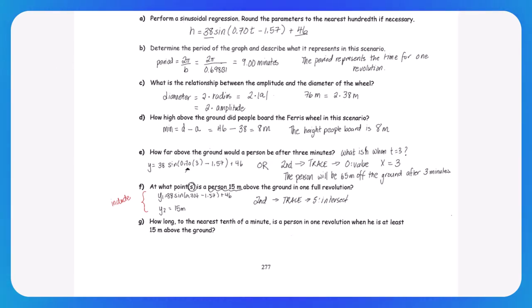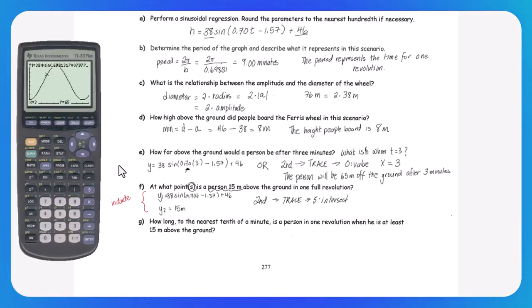So let's go ahead and pull out the calculator again. This time, we go back into our Y1, Y2. We're going to bring down to 15. Hit graph again. There we go. So now we have 2 points of intersection in one revolution. We have the first one here, and it looks like it's roughly around 1, a little bit around there. And then this one here is roughly between 8 and 9.